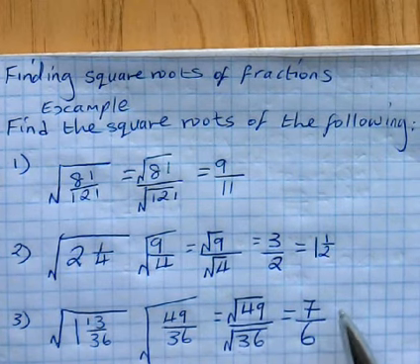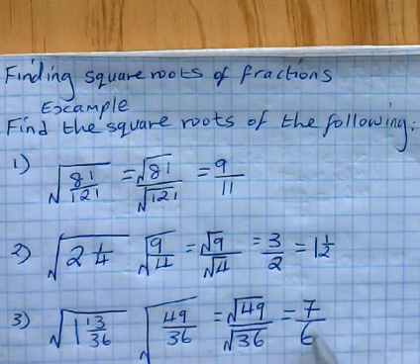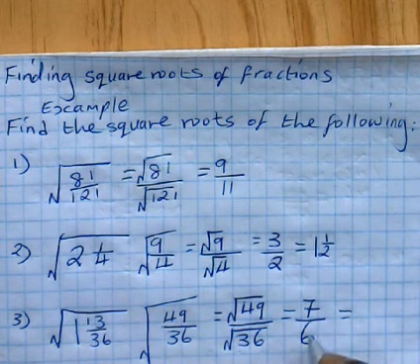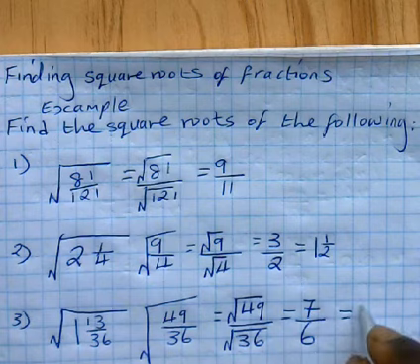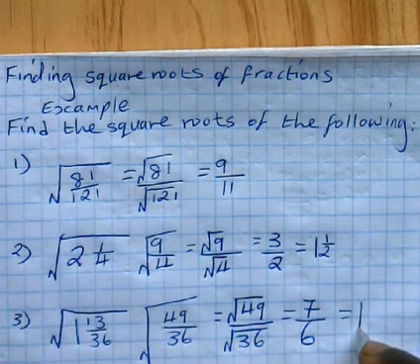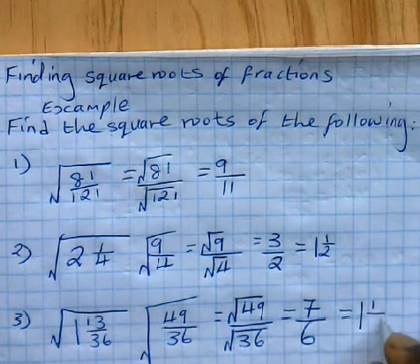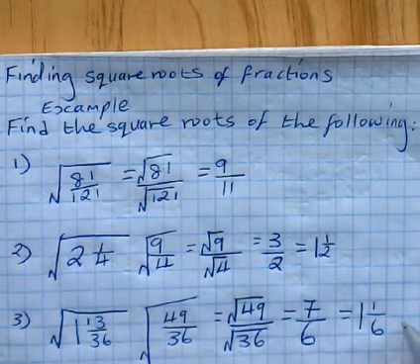But you cannot leave it like that, where the denominator is smaller than the numerator. How many times will 6 go into 7? It will go 1 time, remainder 1 over 6. The square root of 1 13 over 36 is 1 whole 1 over 6.